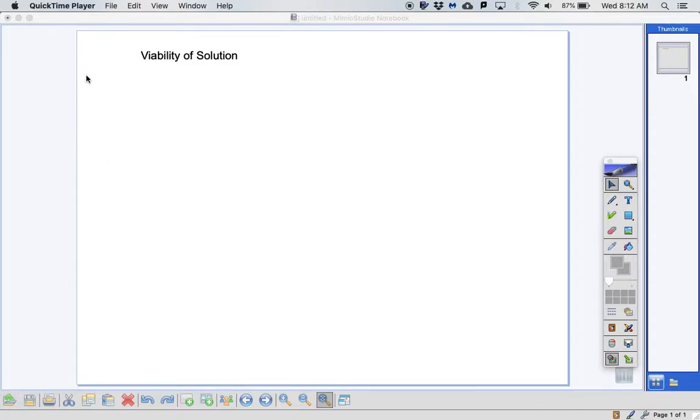Okay, today we're going to talk about the viability of a solution. It depends on the problem how you can tell if something's viable or not, so we'll look at a couple examples. The first example is a good old-fashioned two-step equation: 2x + 5 = 7. And we want to know if the solution is viable.